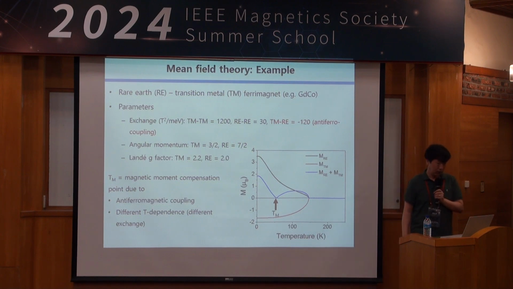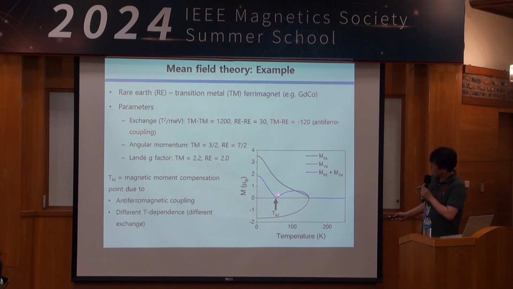Here is an example. This is for a rare-earth transition metal ferromagnet, RE-TM, such as gadolinium cobalt. Here are the parameters that I have used. For the exchange interaction, TM-TM is largely positive, RE-RE is positive but small, and for TM-RE, I took a negative value to describe the antiferromagnetic coupling between cobalt and gadolinium. They have different angular momentum and they have different Lande g factors. And this is the calculation result based on the mean field theory.